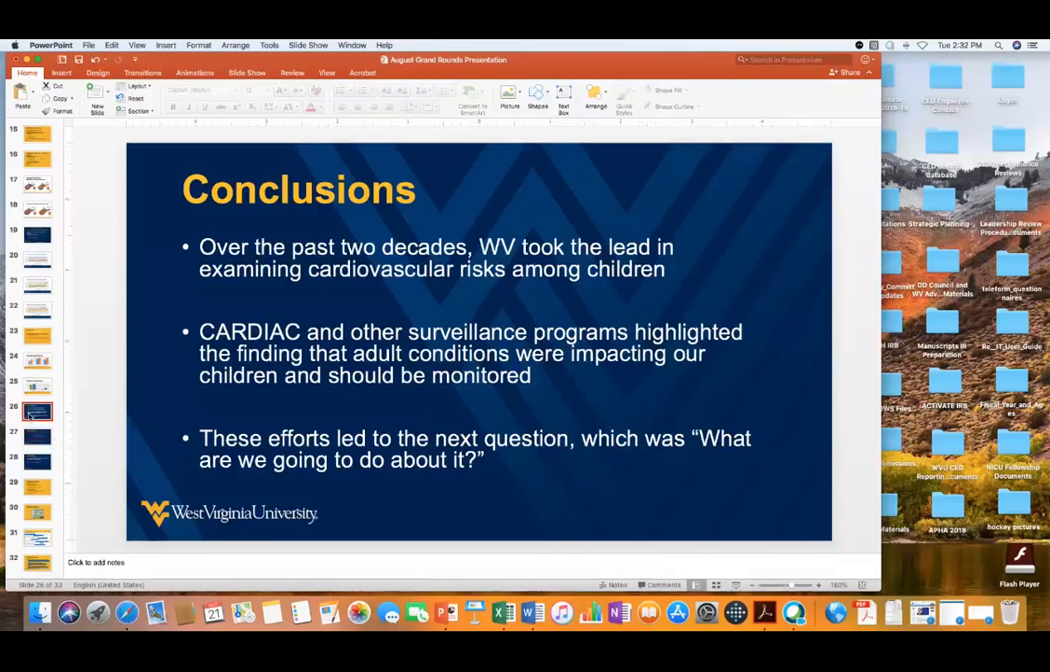So I'm speaking the praises of CARDIAC, right? West Virginia was one of the first to look at cardiovascular risks in kids, and many people thought that was crazy, but it wasn't too crazy when the results started coming in. CARDIAC started looking at why we need to look at these things in kids and what could happen if not prevented. They also started all of these new programs for kids with cardiovascular risk factors of any age.